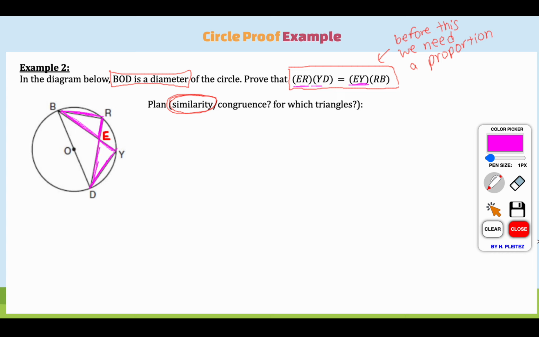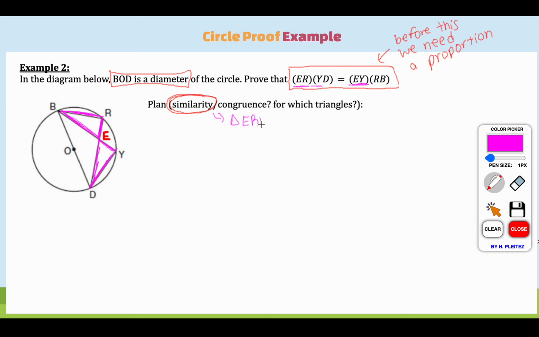So we know that we're going to prove the similarity of triangle ERB and triangle EYD. Okay? So now let's get started. So we have statement, reason. Now, one, we have BOD is a diameter, given.